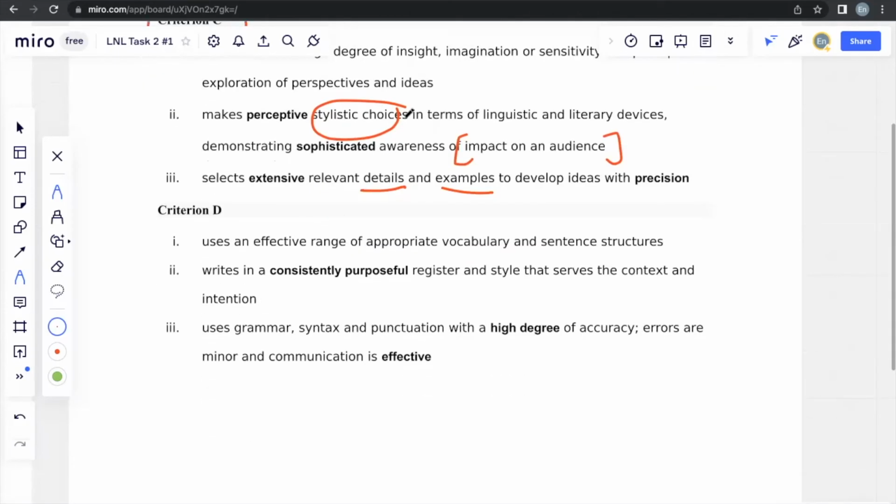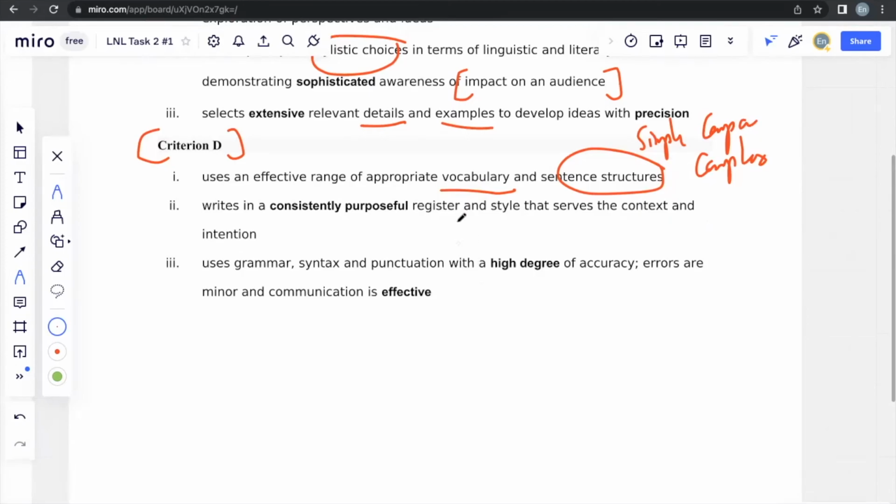Moving on to Criterion D: uses an effective range of appropriate vocabulary and sentence structures. By sentence structures, they mean simple, compound, and complex sentences. You normally have to use quite a wide range of all of them. And for the appropriate vocabulary, you have to use simple to more complicated vocabulary to show the range you're able to utilize within this literary piece.